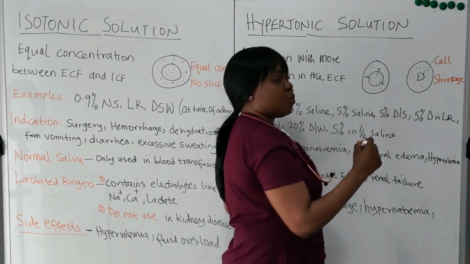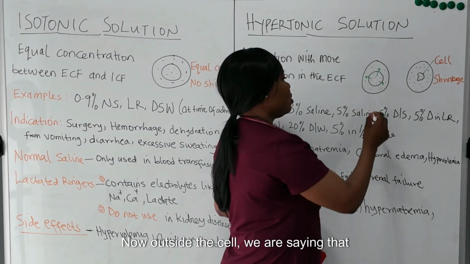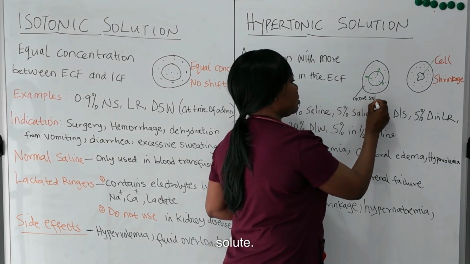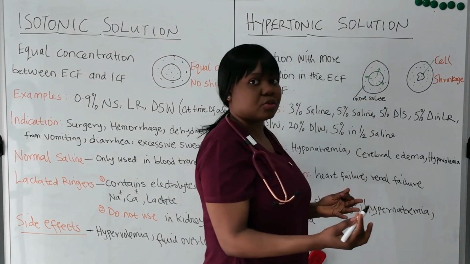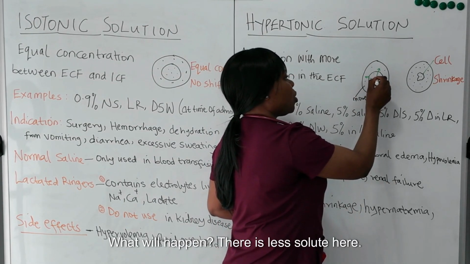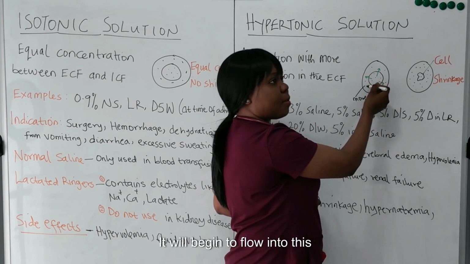Inside the cell, we also have water molecules. Now, outside the cell, we are saying that there is more solute, because of the hypertonic solution. What will happen? There is less solute here, so the water here will move through osmosis. It will begin to flow into this compartment.